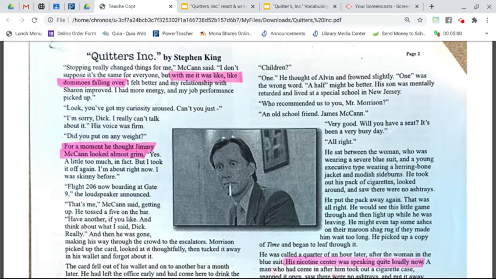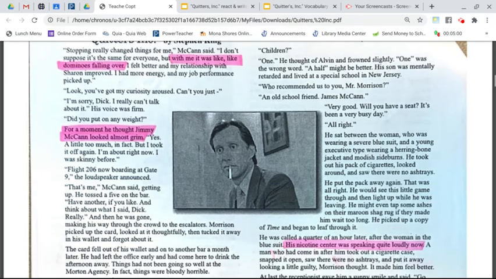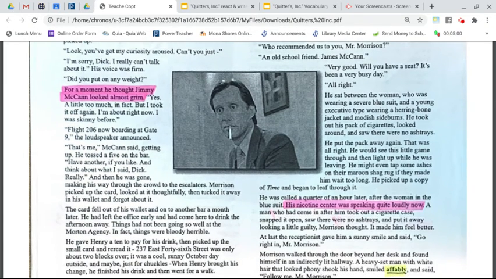Who recommended us to you, Mr. Morrison? An old school friend, James McCann. Very good. Will you have a seat? It's been a very busy day. All right. He sat between the woman, who was wearing a severe blue suit, and a young executive type wearing a herringbone jacket and modish sideburns.